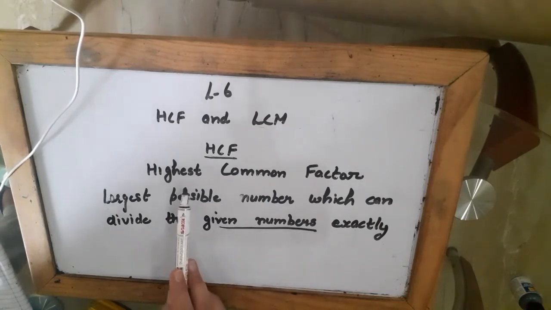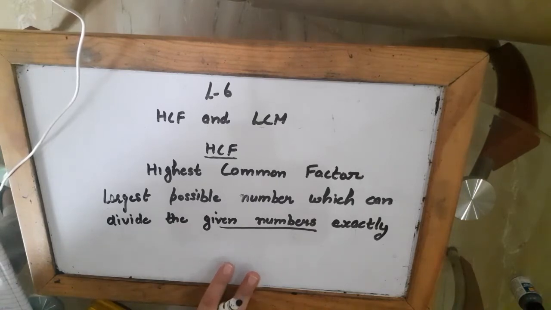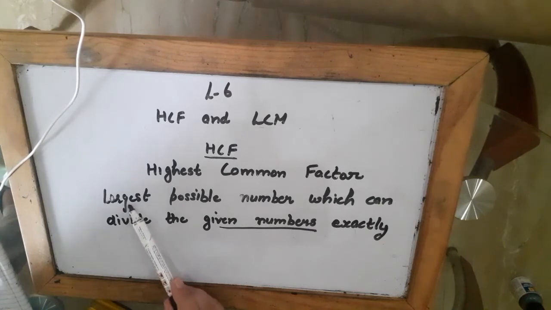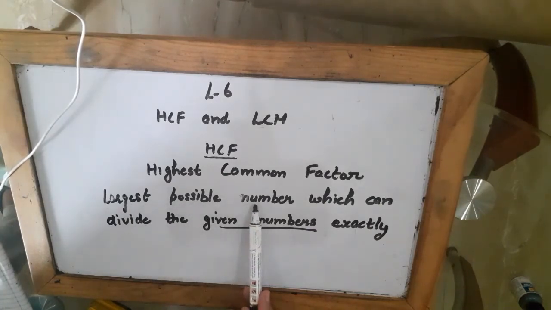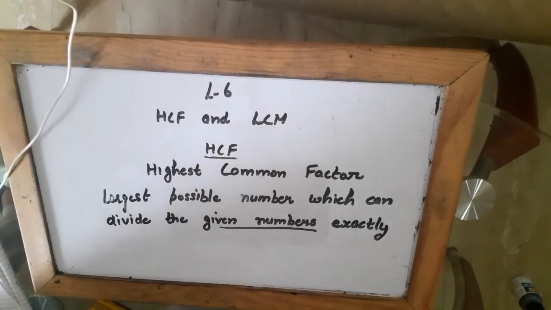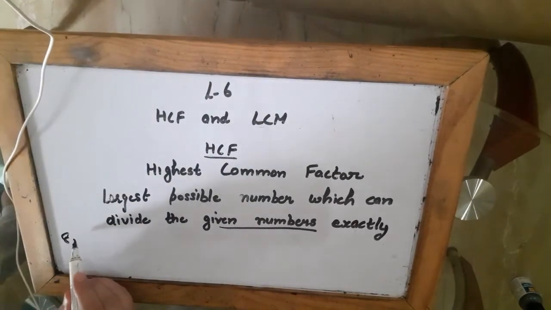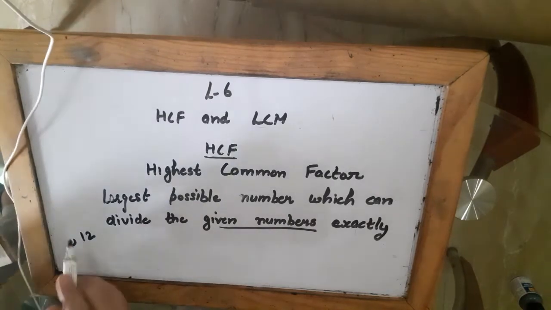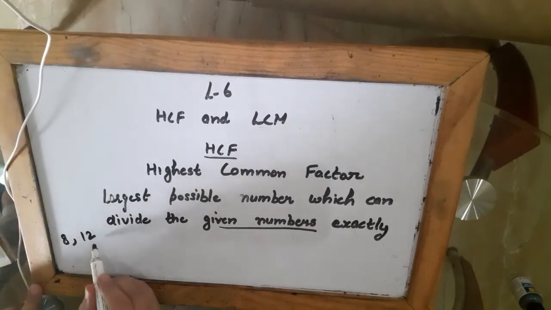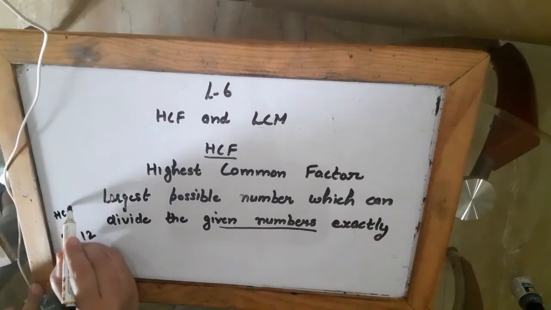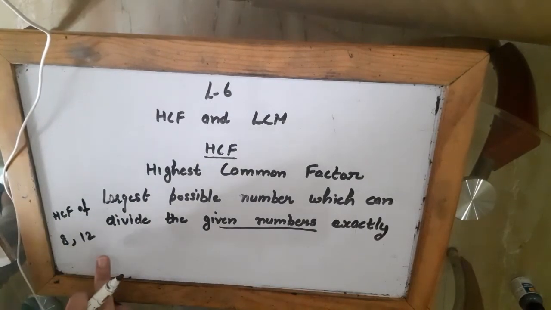So in order to find out the HCF, you should have at least two numbers, and to find their HCF, it means I have to find the largest possible number which can divide the given numbers exactly. Now let me explain this with an example. Suppose the given numbers are 8 and 12. Suppose I have to find the HCF of 8 and 12.